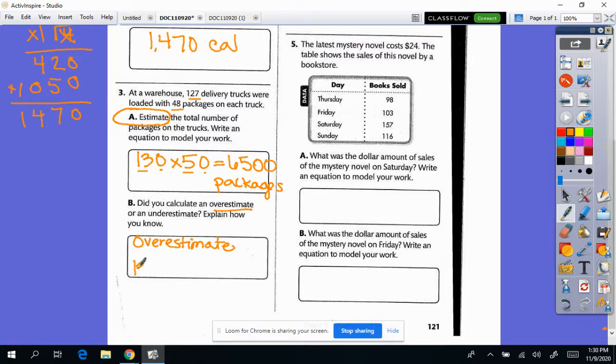Because 130 is actually greater than 127, and 50 is greater than 48. And so if you would have chosen numbers that were smaller than the actual numbers, then that would result in an underestimate. All right, let's go ahead and go back up.